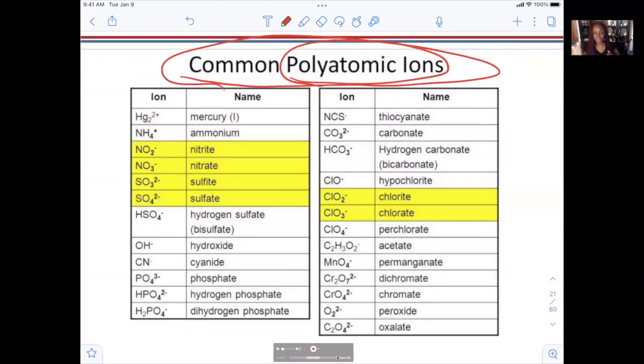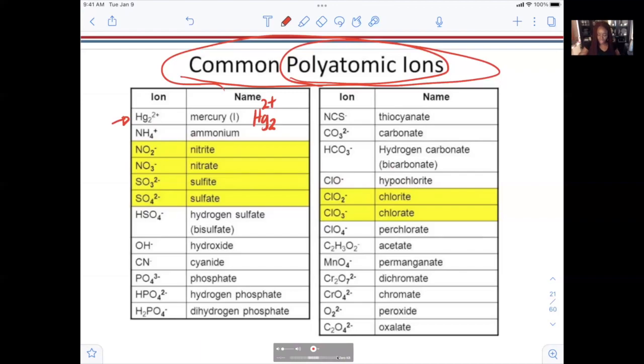Sometimes it's multiple of the same element, like we're seeing right here in mercury 1. This is called mercury 1, by the way. I know it's weird. You're wondering, how is Hg2 2+ mercury 1? What's up with that? This is one of those scenarios. I know you're sighing heavy. That's what I did, and I'm still sighing heavy.